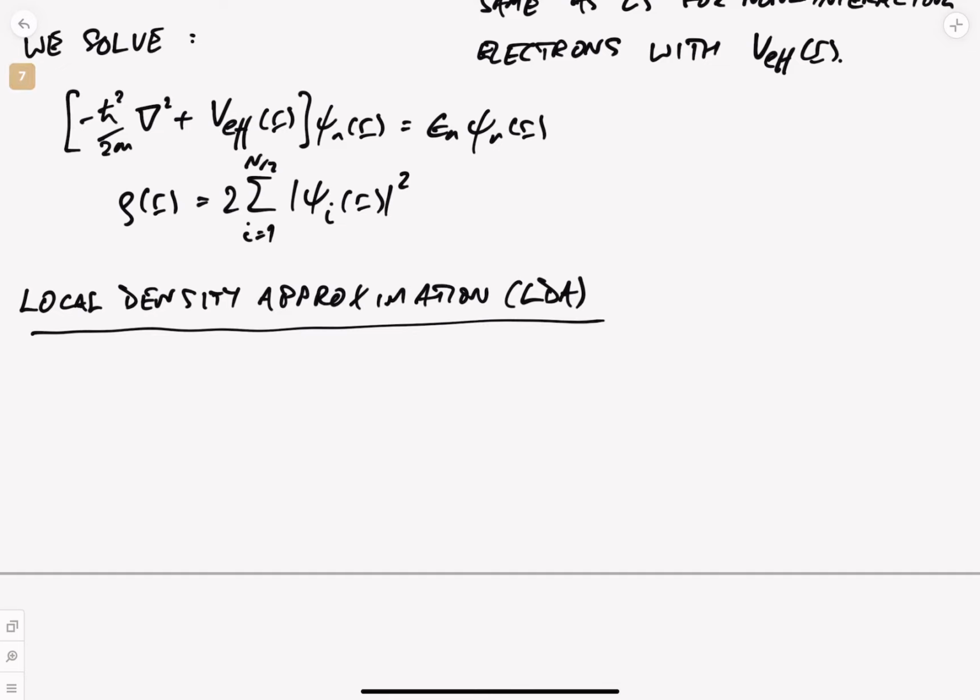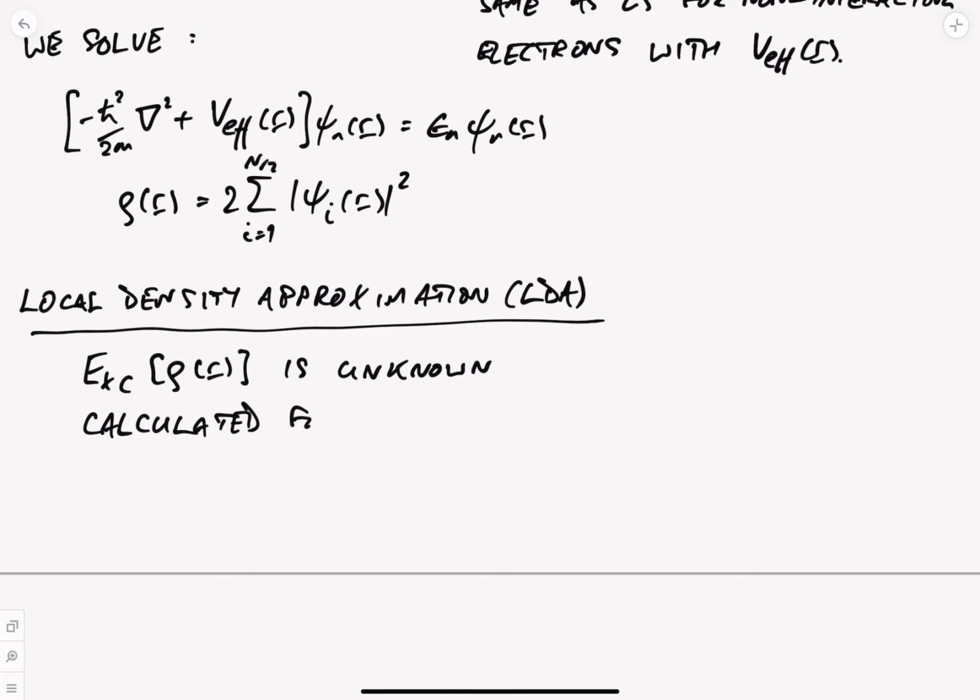So what we can say is the exact form of E_XC of rho of r is unknown. That's true even 60 years on from the beginnings of DFT. However, it can be calculated very accurately for a uniform electron gas using techniques such as quantum Monte Carlo.